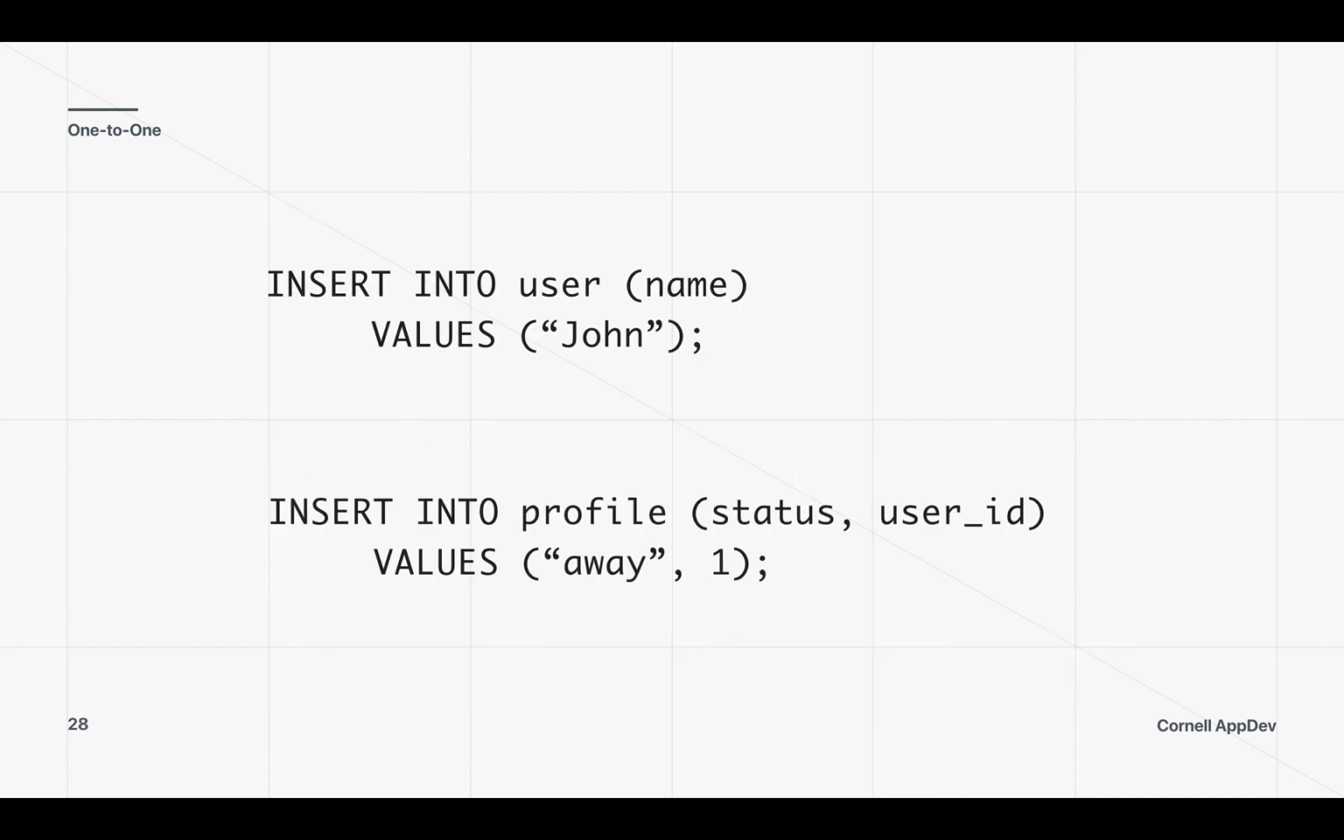This is an example of how we would insert into both of these tables respectively. So inserting into the user table, I just have to provide the name John. Or if I'm inserting into the profile table, say I'm setting a status and the user ID, I can simply add in the ID and string as I would normally with any other columns.